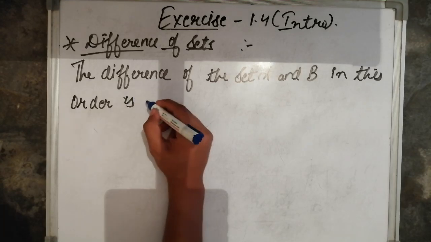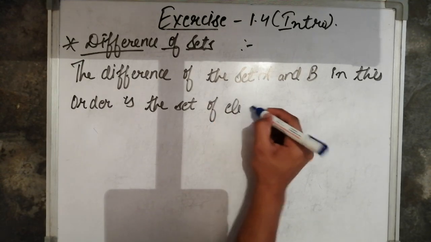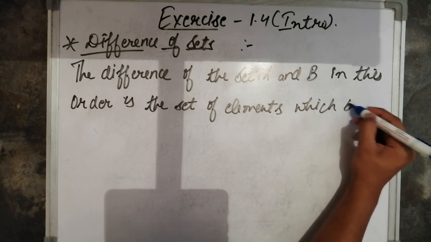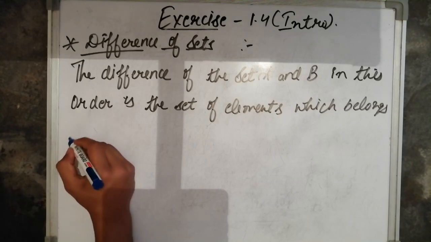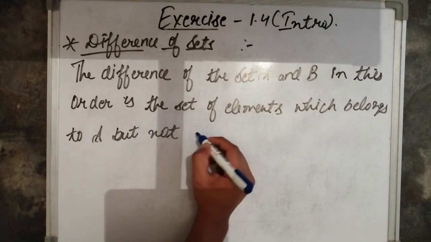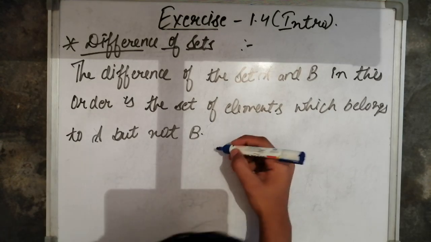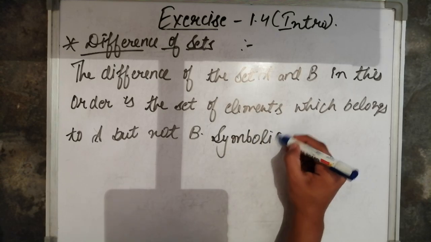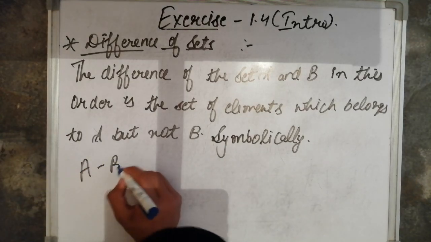is the set of elements which belong to A but not B. Okay, and symbolically we write it as A minus B.